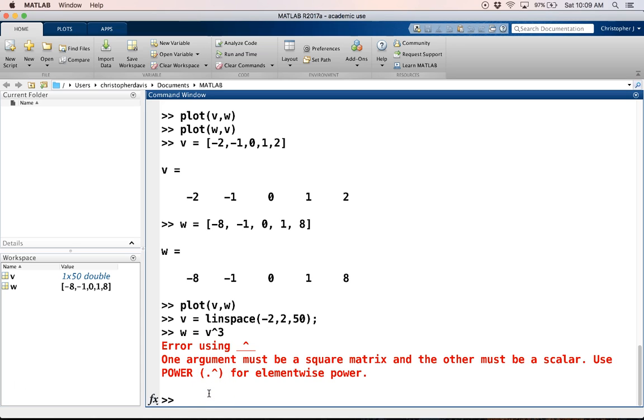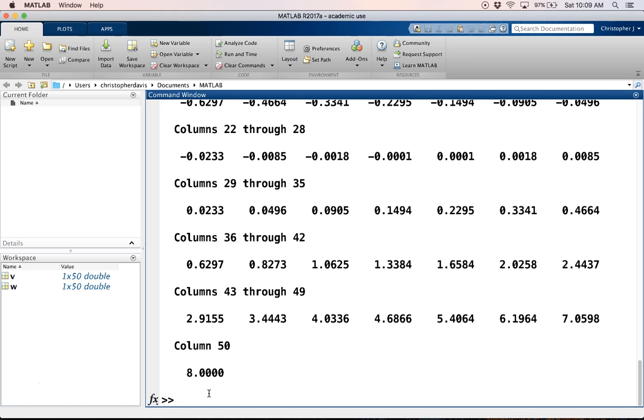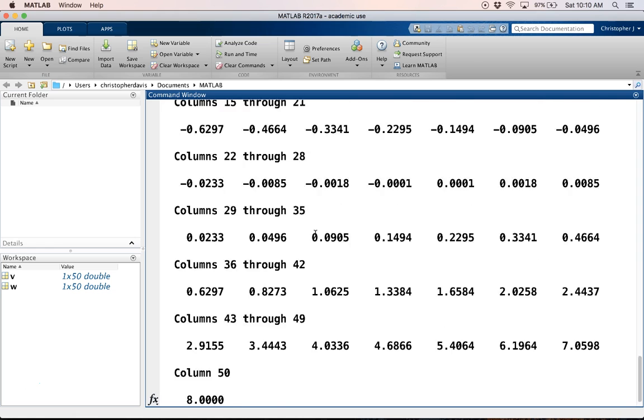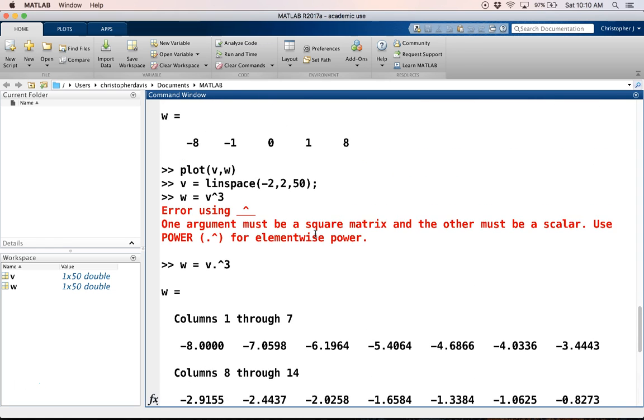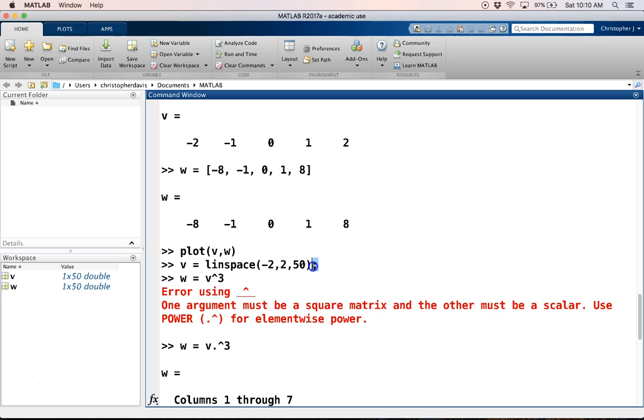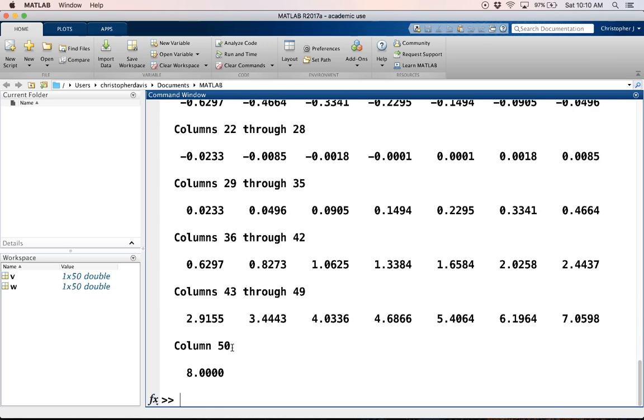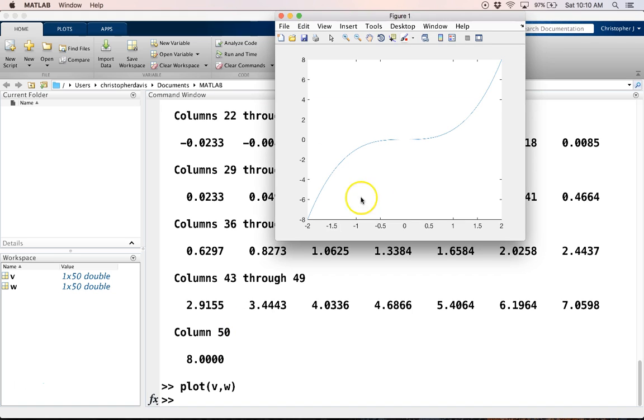Okay, so instead of doing v cubed, I'm going to do w equals v dot power 3. And there you can see I left off the semicolon, so all this stuff got printed. Okay, the difference was here I had a semicolon, here I didn't. And now let's try plotting it. Yep, and that looks a lot more like a cube function.